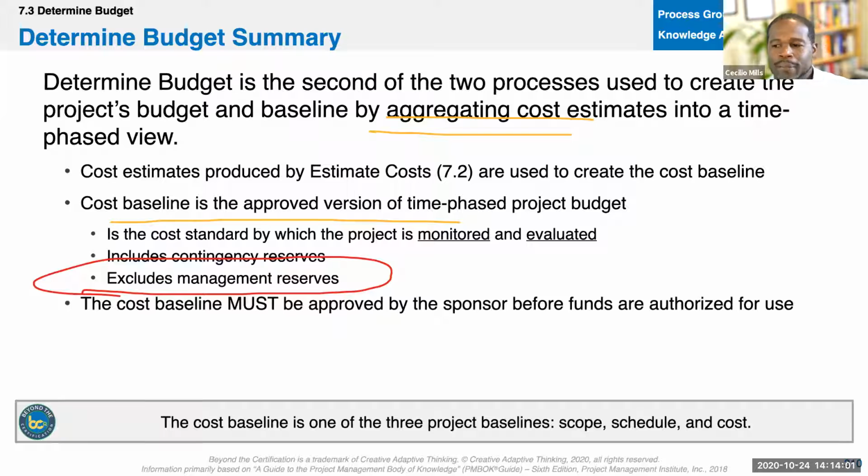And here's the reason why. I don't want my sponsor to sign off on activities, because if I decide to employ a lead or a lag, speed something up, start it sooner, or slow it down, start it later, or change an activity or change a resource, I don't want to have to go through change control for that. I see.